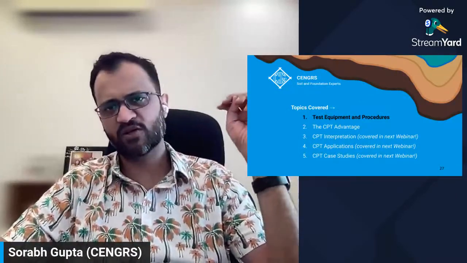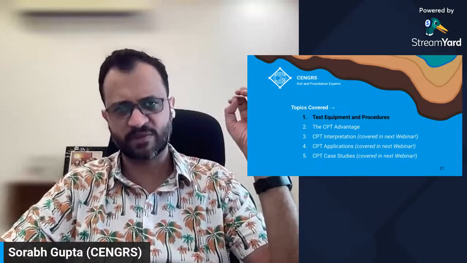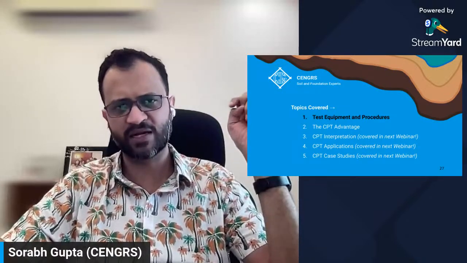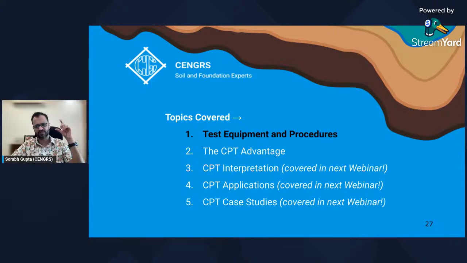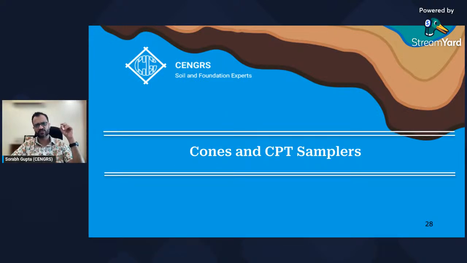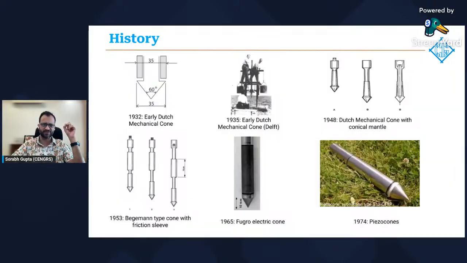We now come back to the topic of today's presentation, which is CPT. I'll dial down and talk first about the test equipment, starting with the cones and the CPT samples. A little bit of history. I mentioned earlier that CPT is not a new technique. It's actually not new at all. It goes all the way back to 1932, when the Dutch invented the mechanical cone, which has been used for quite some time. The early Dutch mechanical cone, 1932.